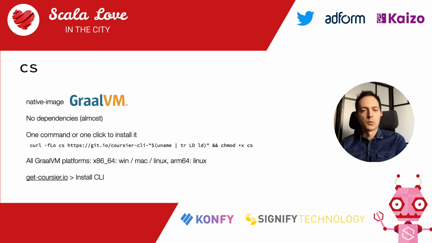It only takes one command to install it. On Linux or on Mac, we can just use a command such as this one. On Windows, you can just download its executable and double-click it. And thanks to GraalVM, it now supports 4 platforms, namely Windows, Mac, and Linux on x86 64-bit processors. And more recently, it got support for Linux on ARM64. That means that if you have a Raspberry Pi 4, you can now run cs natively on it.